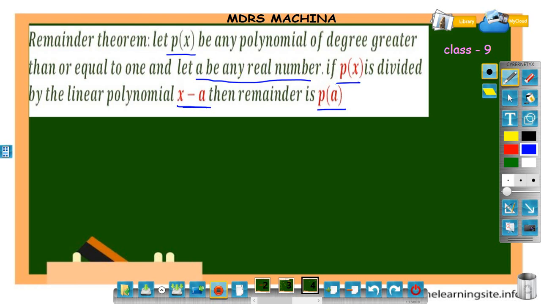Using this theorem, we can find the remainder easily. When p of x is divided by x minus a, then the remainder is p of a. Here a is the 0 of the polynomial x minus a. This is called the remainder theorem. In a simple way, you can remember it like this: if p of x is divided by the linear polynomial x minus a, then the remainder is p of a.